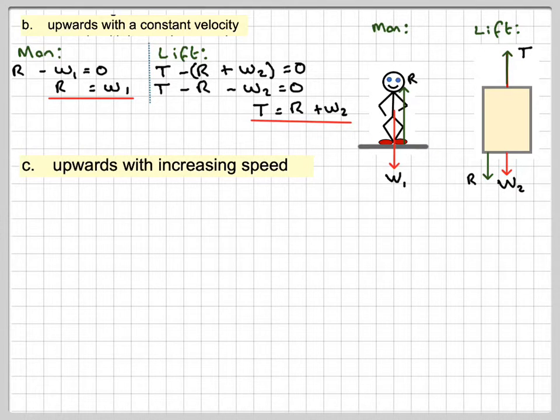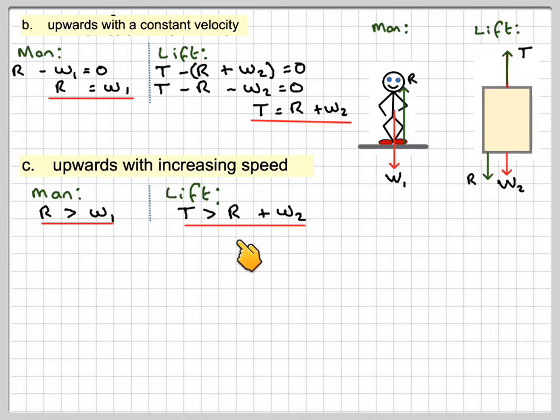Part C, upwards with an increasing speed. Now, if the speed's increasing, we now have an acceleration, so Newton's second law starts to apply. So, for the man, okay, R will have to be bigger than W1 because the thing's going upwards. And then for the lift, the tension will have to be bigger than the reaction plus W2.